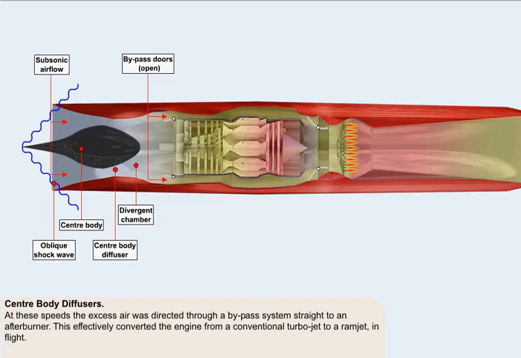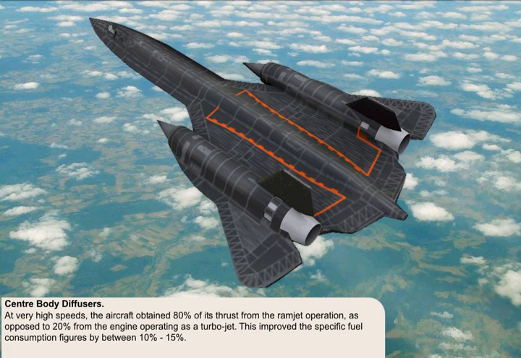At these speeds, the excess air was directed through a bypass system straight to an afterburner. This effectively converted the engine from a conventional turbojet to a ramjet in flight. At very high speeds, the aircraft obtained 80% of its thrust from the ramjet operation, as opposed to 20% from the engine operating as a turbojet. This improved the specific fuel consumption figures by between 10 and 15%.